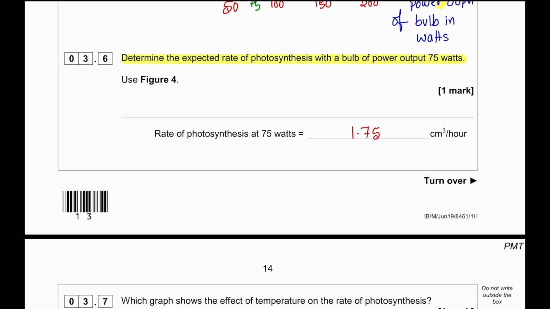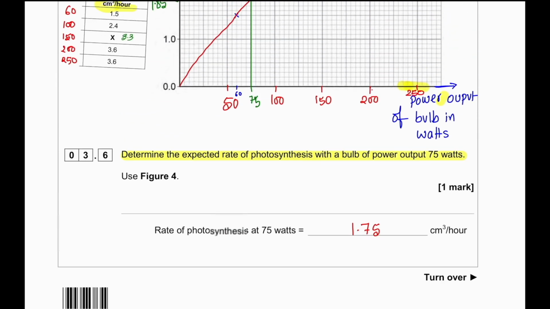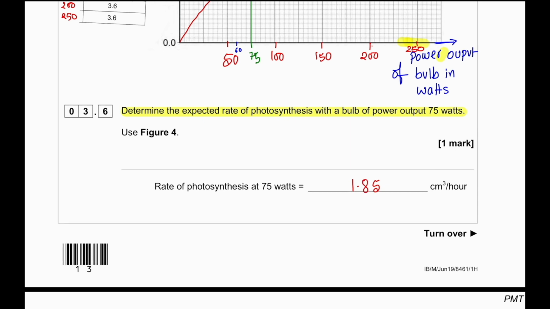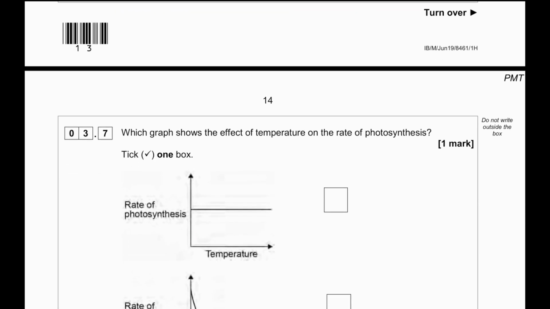Guys, when answering a question like this, please do not be worried, because our answer will be checked based on our graph. So we can get it pretty much correct if we do it according to the graph. So the value was 1.85 according to our graph. So 1.85 cm cube per hour.